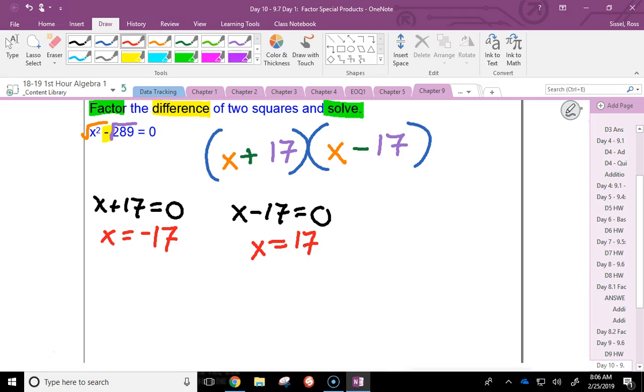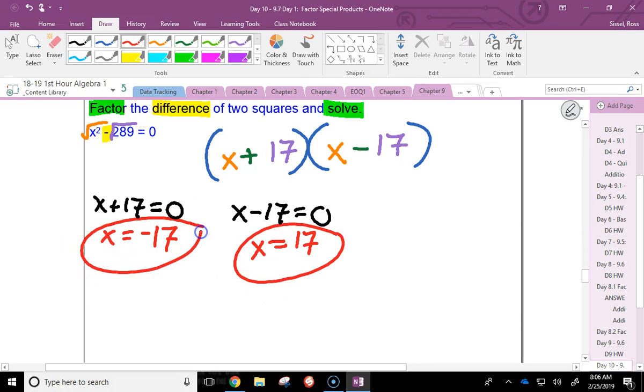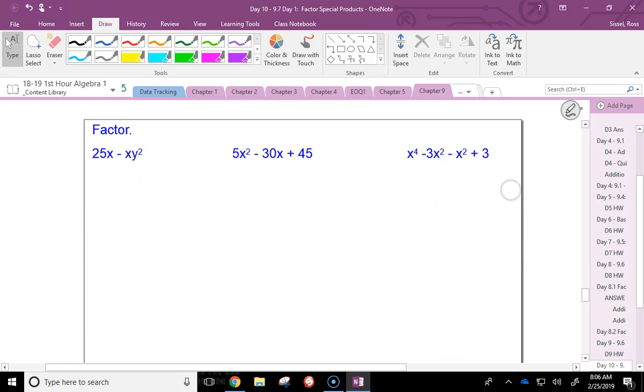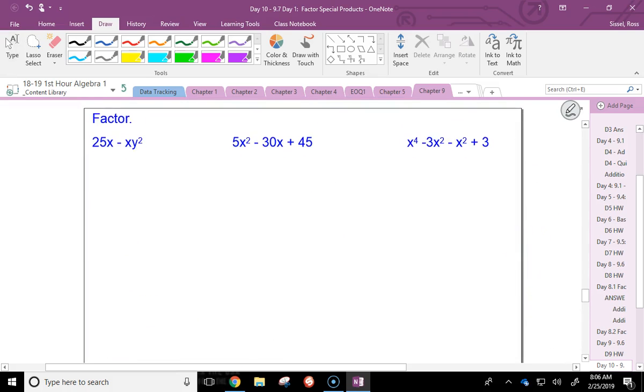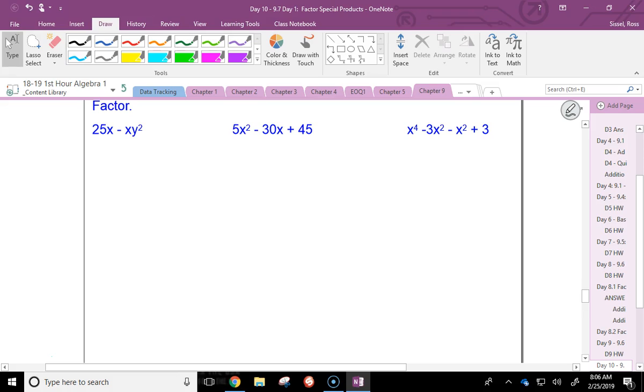Well, this was x minus 17 equals 0, so I minus 17 from both sides. So x equals negative 17. I added 17 to both sides of the equal sign, so I get x equals 17. That is my answer. Okay, we're going to keep going. I know you're doing pretty good, but here comes, I think, the last two sets. This is where I'm going to trip a couple people up.